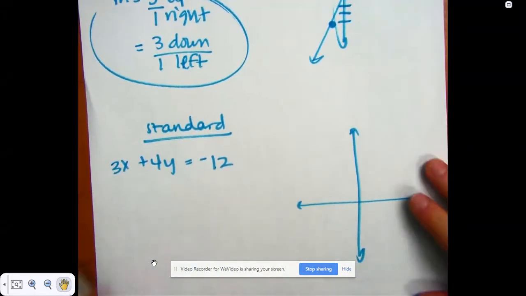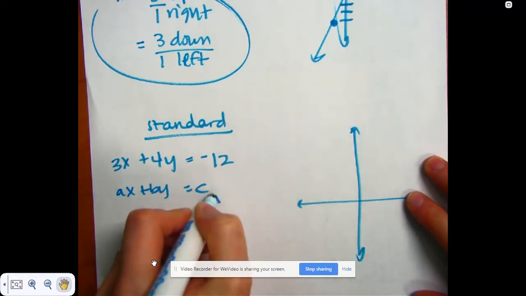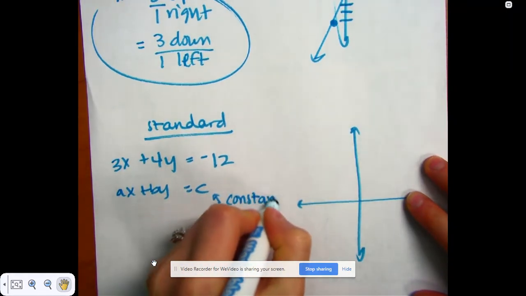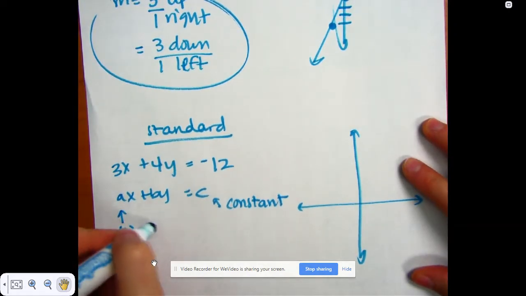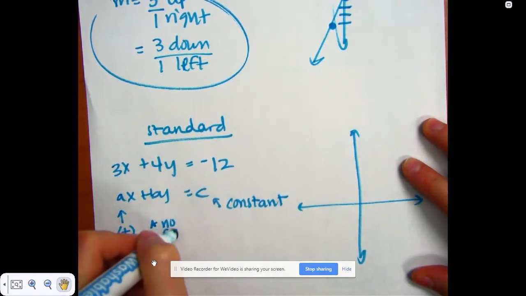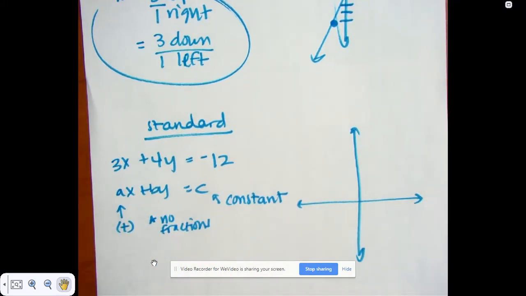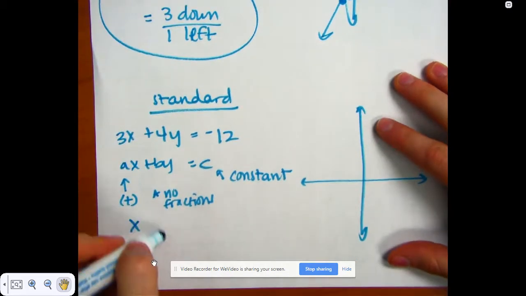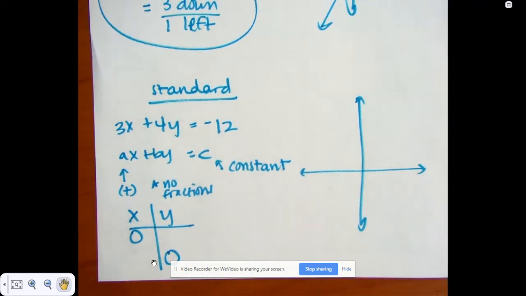Standard form is ax plus by equals c, okay? That constant is all by itself, okay? This a has to be positive, and there are no fractions. So there are no fractions, which is nice, but it's even better the fact that it's set up so I can plug in a 0 for my x and a 0 for my y. Once we get 2 points, we have a line.